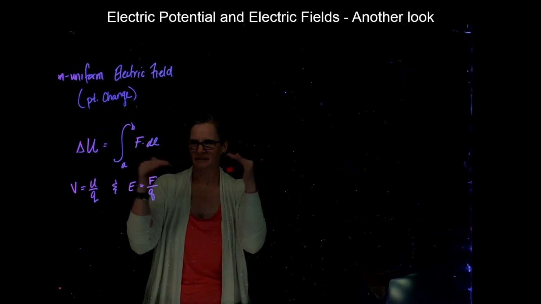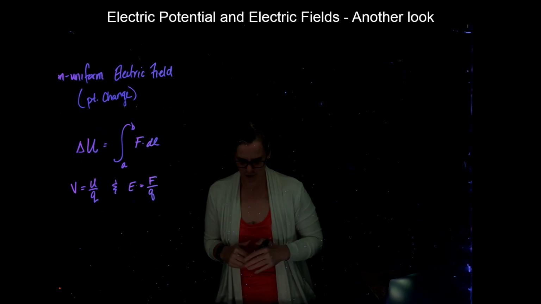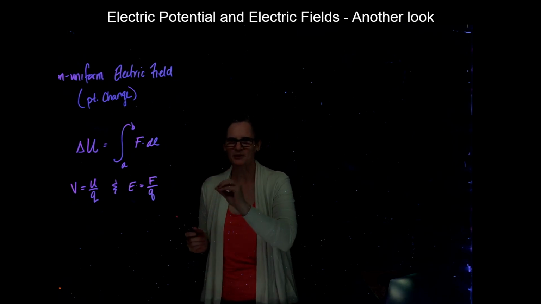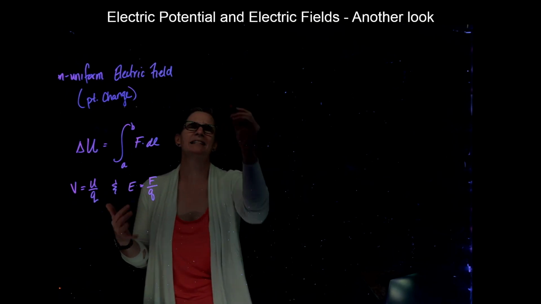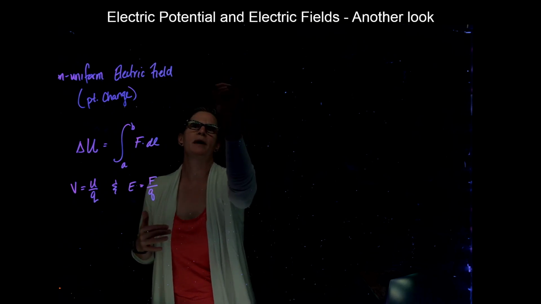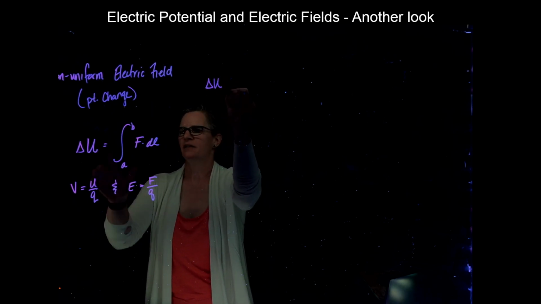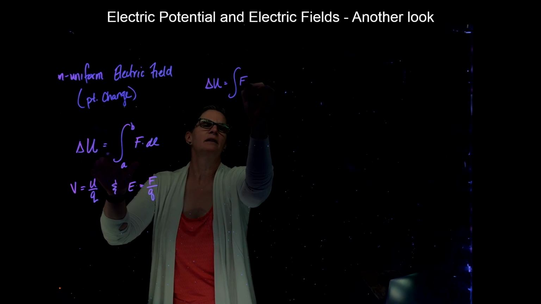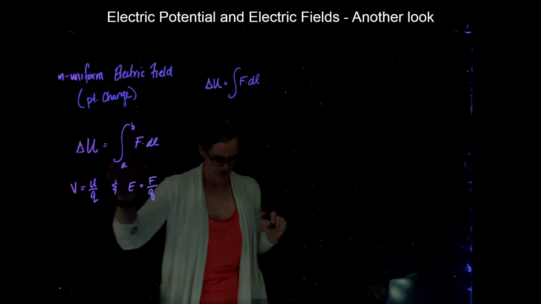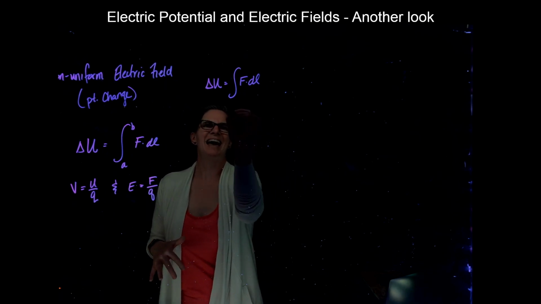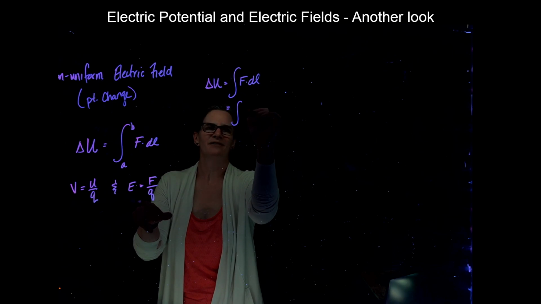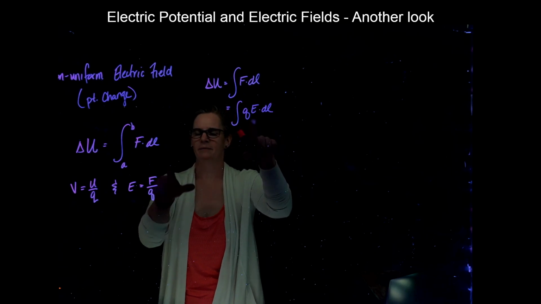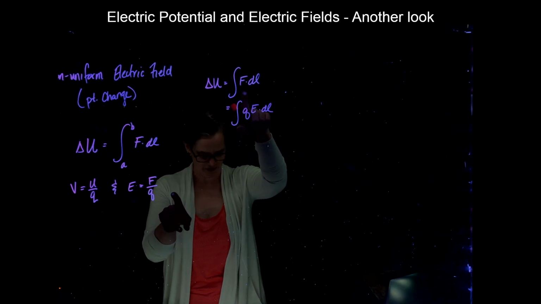Okay, so that's another way to think of them as related. If we put these ideas all together, I'll walk through this stepwise with you. We'll start with this relationship, our line integral, the force dot dl. That's going to give us, if I use this, Q times E dot dl. So I just plugged my force per charge into my force relationship.